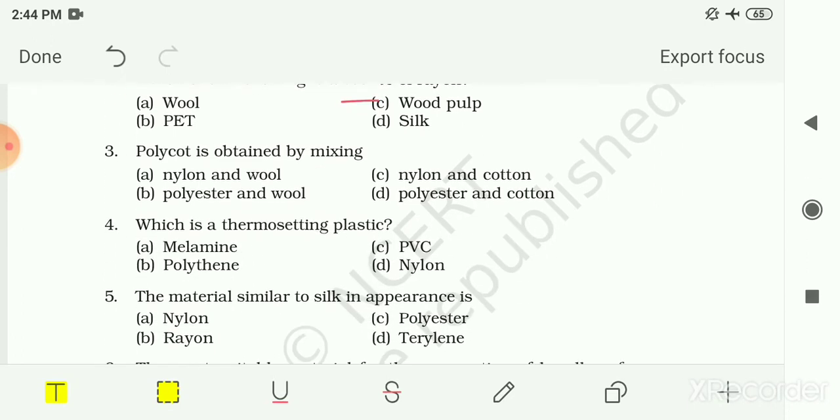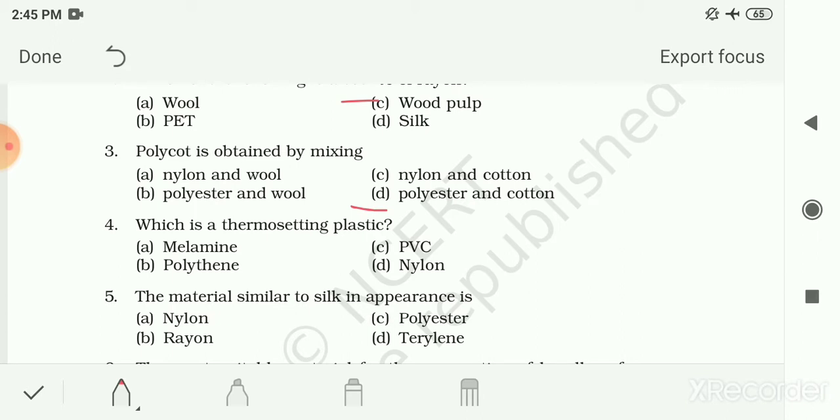Next, third number: polycot is obtained by mixing. The options given to you are nylon and wool, polyester and wool, nylon and cotton, polyester and cotton. As the name also suggests, polycot means poly plus cot, that means polyester and cot, that means cotton. So it is the mixture of polyester and cotton. So your answer is option D, polyester and cotton.